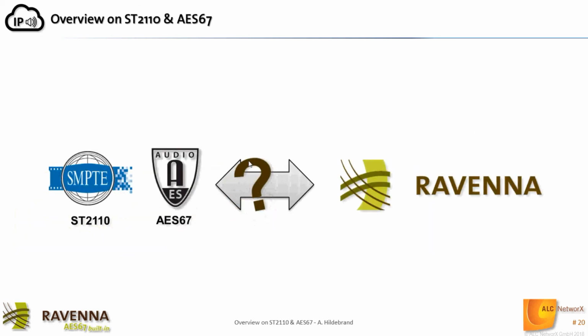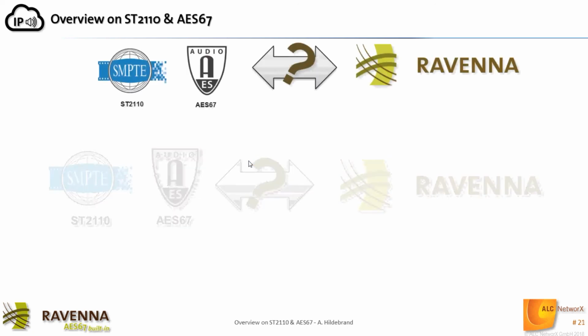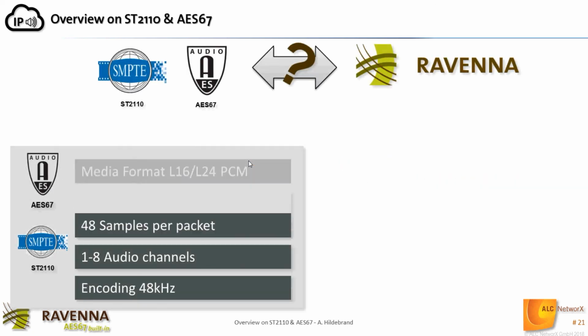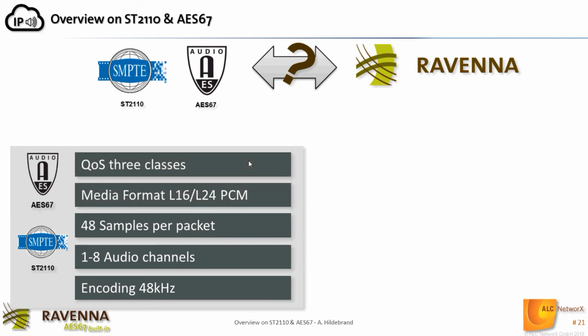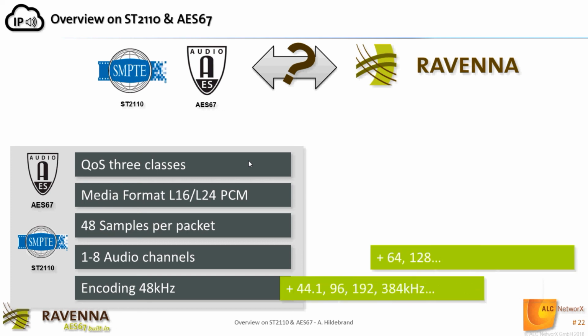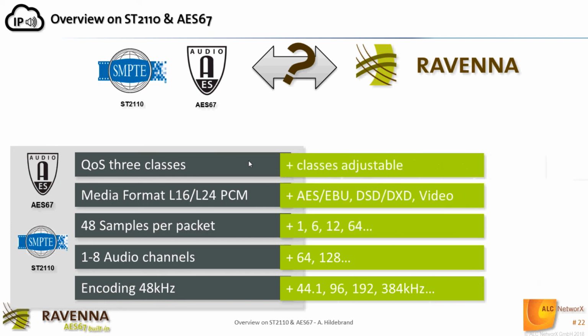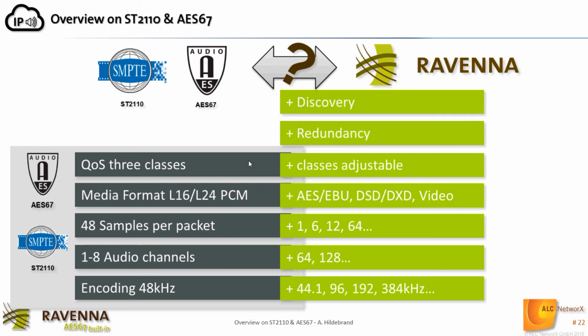So how actually do 2110 and AES67 relate to Ravenna then? What's the difference? What are the commonalities? Here's a final view on this relationship. While 2110 and AES67 have a very minimum set of requirements they are defining within their respective standard documents, Ravenna has the same categories of definitions, but adds more options for each of these individual categories. For example, Ravenna can deal with more than just 48 samples per packet, or we can deal with more than just 1 to 8 audio channels per stream, or we can deal with multiple different sampling frequencies, and so on. And on top, Ravenna adds redundancy definition and discovery mechanisms to discover devices and available streams on the network.